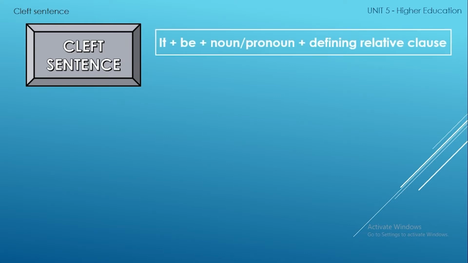Well, this is the structure of a cleft sentence: it plus be plus noun or pronoun plus a defining relative clause. For example, "It was Tom who helped us." "It was Anne that I saw."